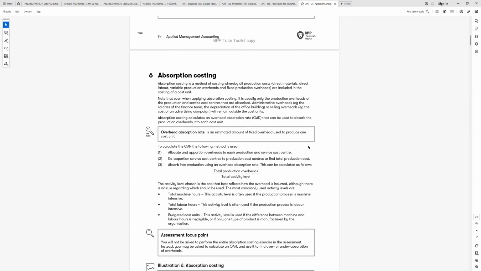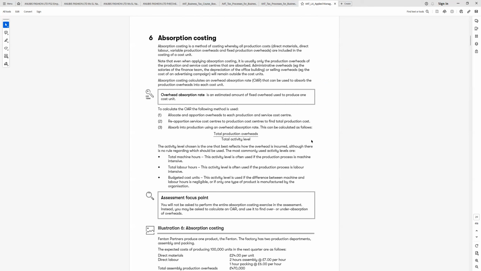All right, so you have absorption costing here. Absorption costing is very common. We know already how to do it. Here we're looking at the OAR, that is overhead absorption rate, an estimated fixed overhead used to produce one cost unit. For example, when we have one cost unit, we have direct material, direct labor, and an overhead absorption rate. The way we calculate the OAR is total production overhead divided by total activity level. Now, the activity level could be the machine hour, the labor hour, or the unit.